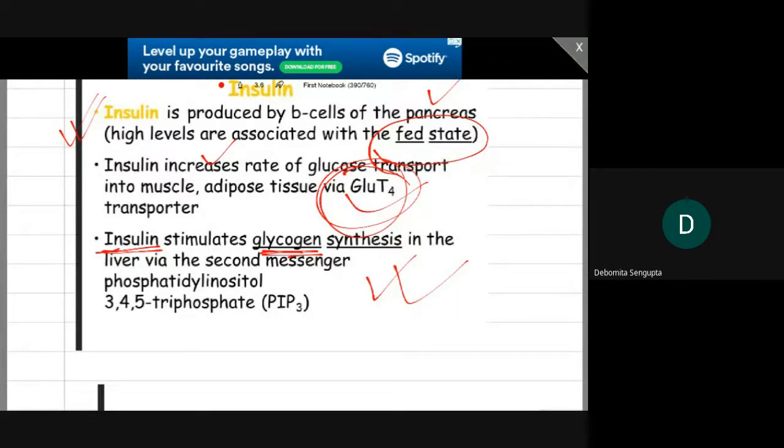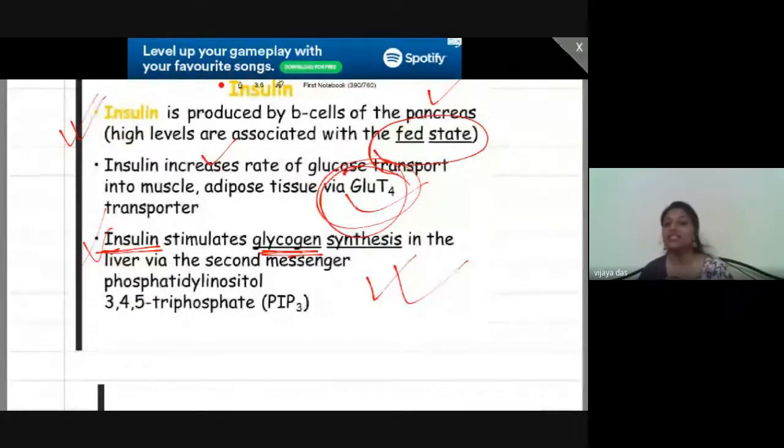Breakdown. Right, a breakdown happens. If insulin is higher, then synthesis. Storage. Sorry, synthesis. So glycogen synthesis will happen. Storage will happen. Correct.